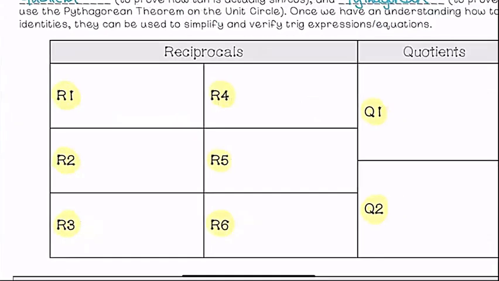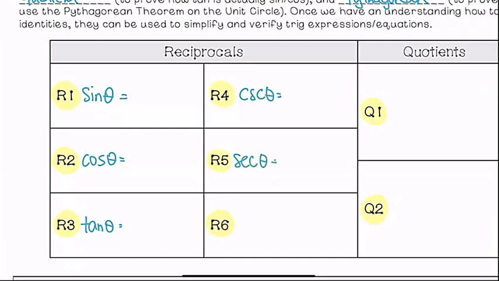And here under the reciprocals, what I want you to do is just write down the normal trig ratios that we use in order. So normally we use sine, cosine, and tangent. And then the reciprocals of those three are cosecant, secant, and cotangent in order. I have them labeled here as 1, 2, 3, 4, 5, and 6. It makes it a lot easier to identify them based on that.